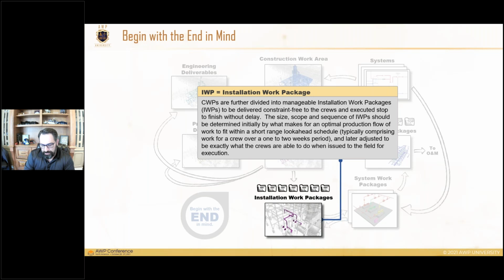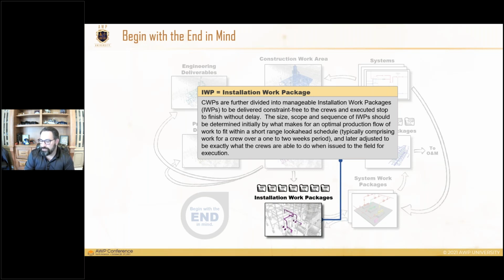So what we like to say in AWP is that an IWP is scoped and sized based on a single crew for a set duration of time that can be executed from start to finish without stop. So when you consider all those things, and let's break it down, a single crew, that's very key.